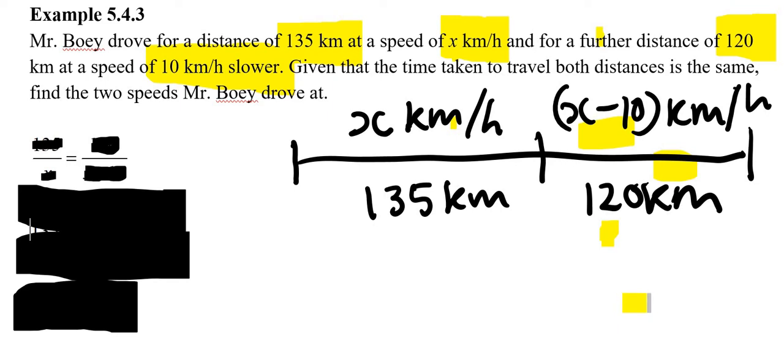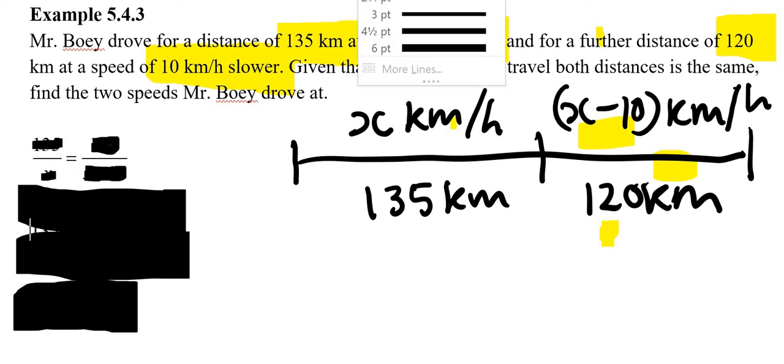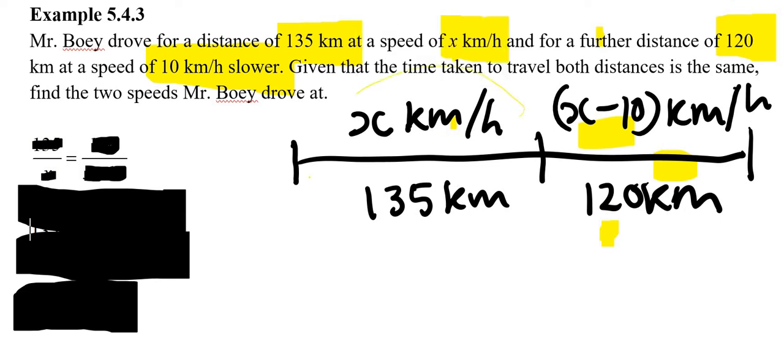Given that the time to travel both distances is the same, find the two speeds Mr. Boy drove at. In other words, what they are trying to say is that the time taken for the first part of the journey is equal to the time taken for the second part of the journey.